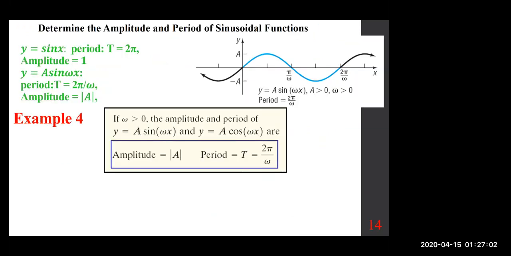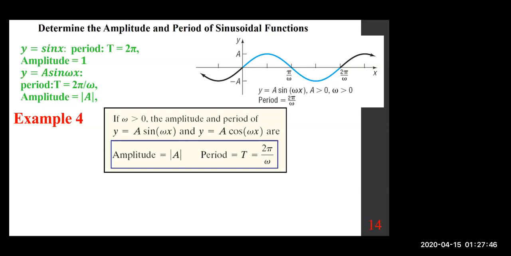Okay, so y equals cosine x, we said the period is 2 pi, the amplitude is 1, okay? And if we are looking at y equals a sine omega x, then the amplitude changes. The amplitude is the absolute value of the coefficient of sine, which is a, so the absolute value of a. And as a result, the range will change. And then T is 2 pi over omega, and it changes the period of the function, okay?